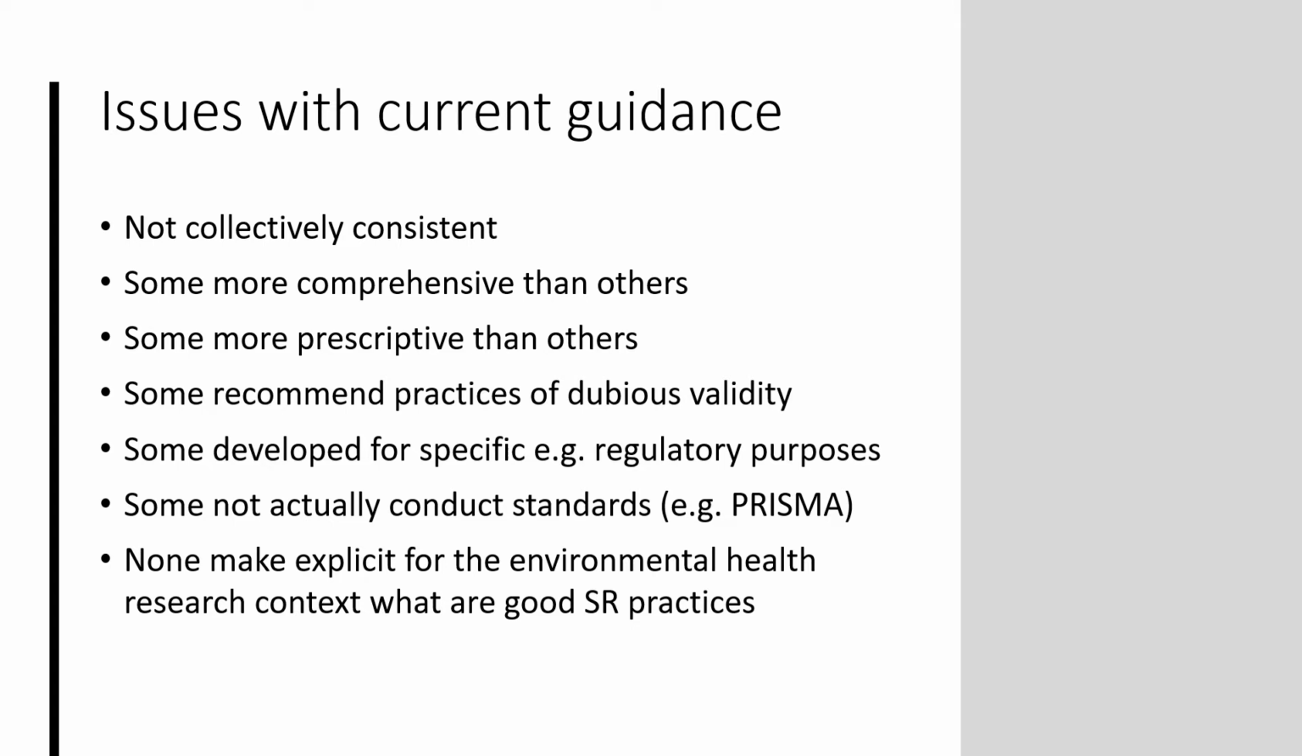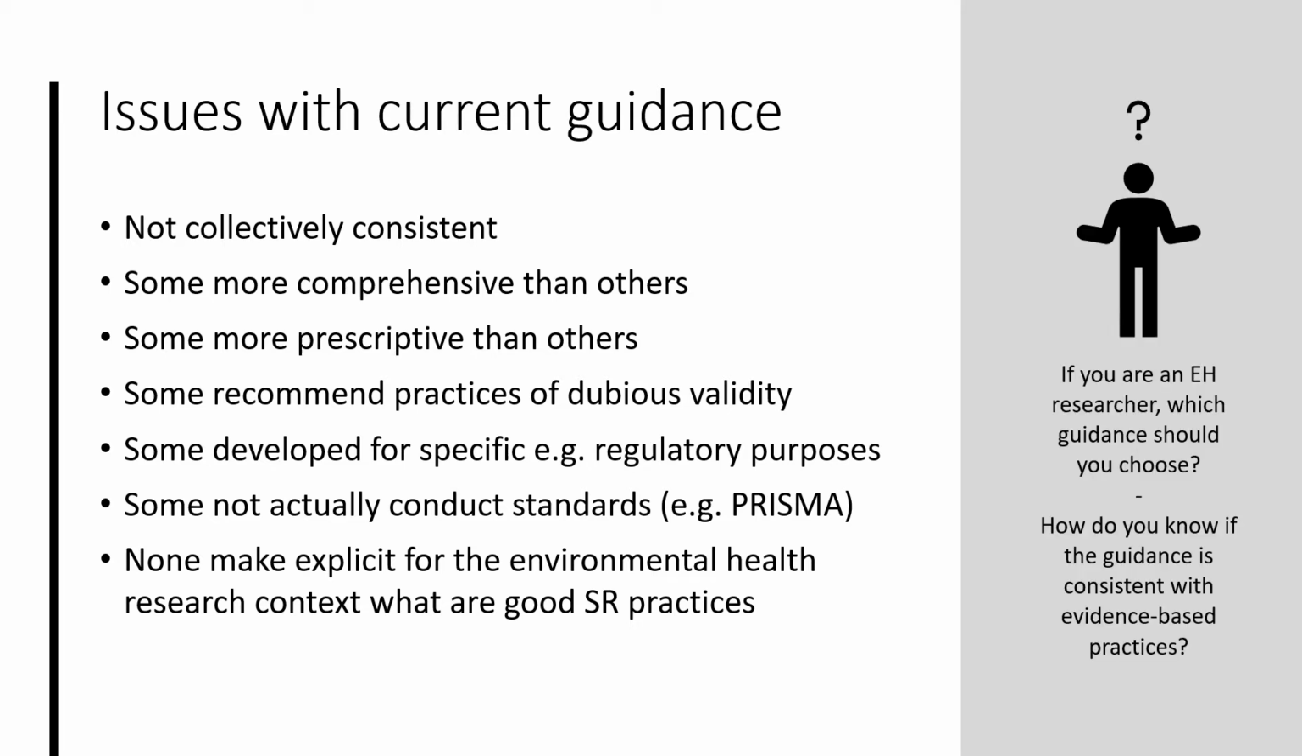They're reporting standards that tell you how to write up a systematic review, but they don't necessarily tell you what you should do in order for that review to count as being systematic. None make explicit for the environmental health research context specifically what are good systematic review practices. So if you're an environmental health researcher and you're asking which guidance you should choose, how do you know if any one of these is consistent with evidence-based practices?